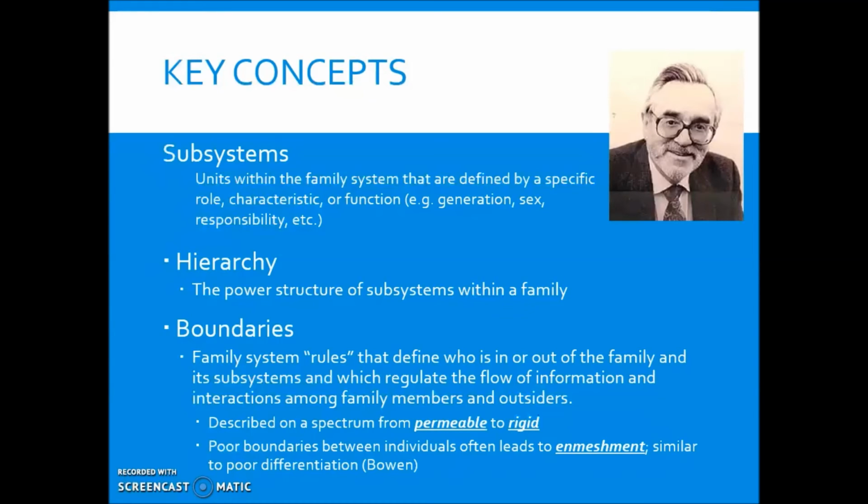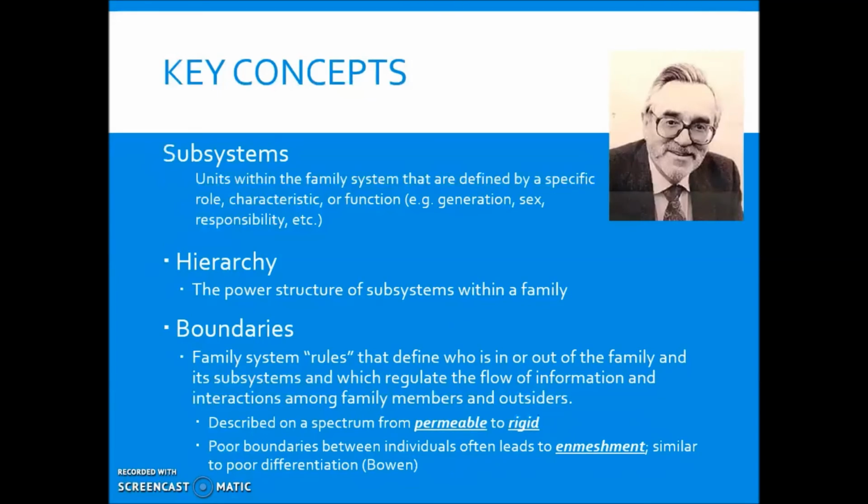So here we are again with boundaries. And again, boundaries are family system rules that define who is in or out of the family and its subsystems, and which regulate the flow of information and interactions among family members and outsiders. So these are described on a spectrum from being permeable to rigid.